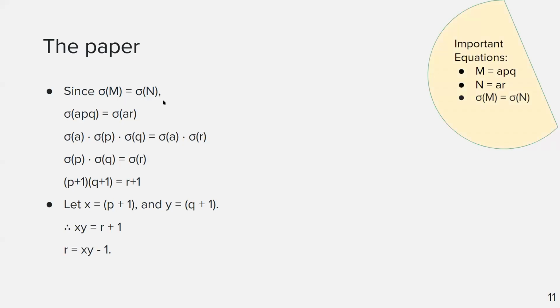Since sigma of M is equal to sigma of N, sigma of APQ is equal to sigma of AR. Sigma of A times sigma of P times sigma of Q is equal to sigma of A times sigma of R. And we can just cancel this out. So sigma of P times sigma of Q is equal to sigma of R. And since P, Q, and R are prime, we can say that P plus 1 times Q plus 1 is equal to R plus 1. Now let X is equal to P plus 1 and Y is equal to Q plus 1. So XY is equal to R plus 1 and R is equal to XY minus 1.